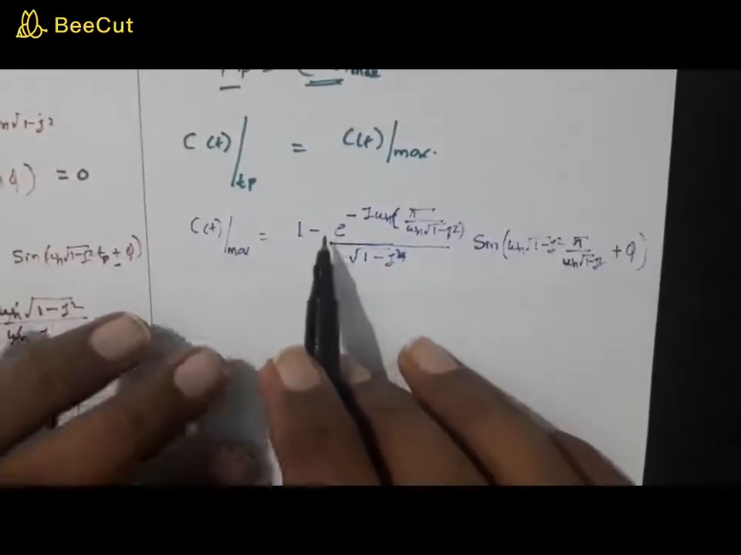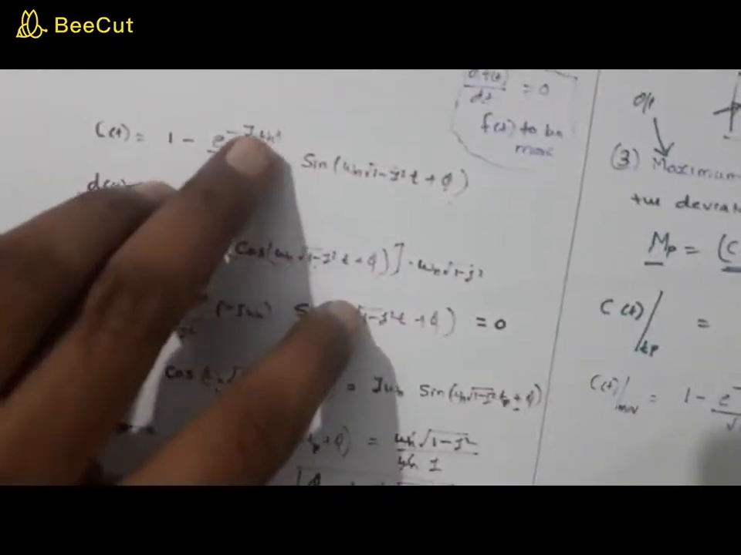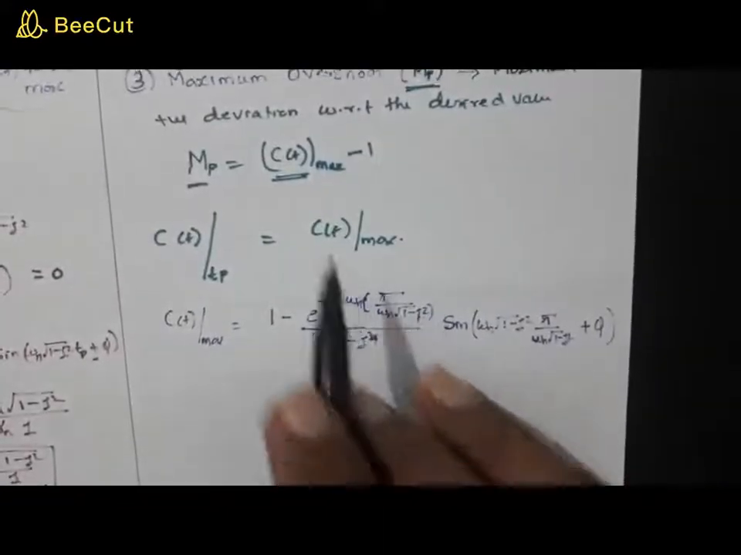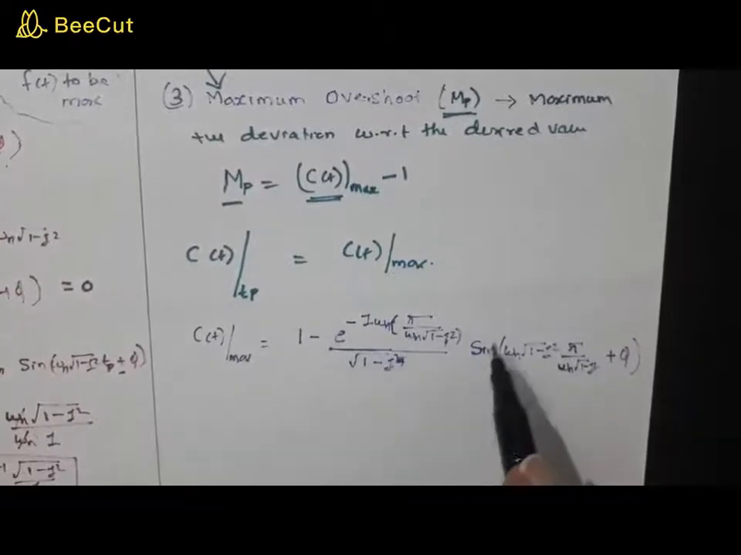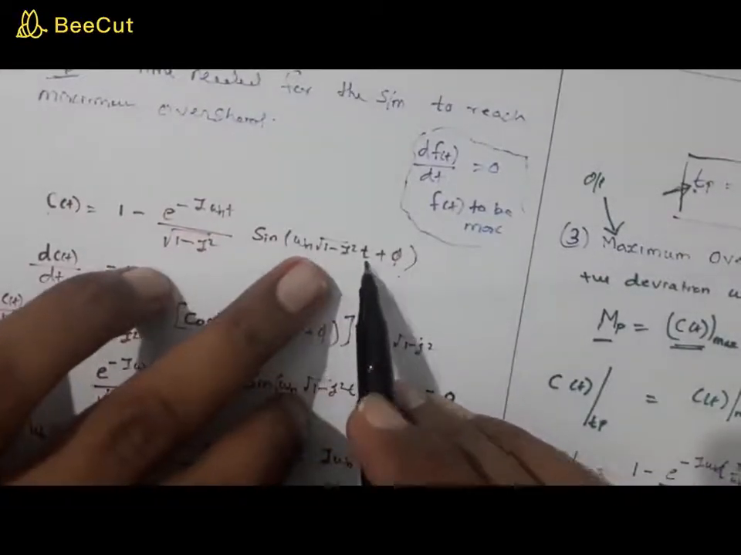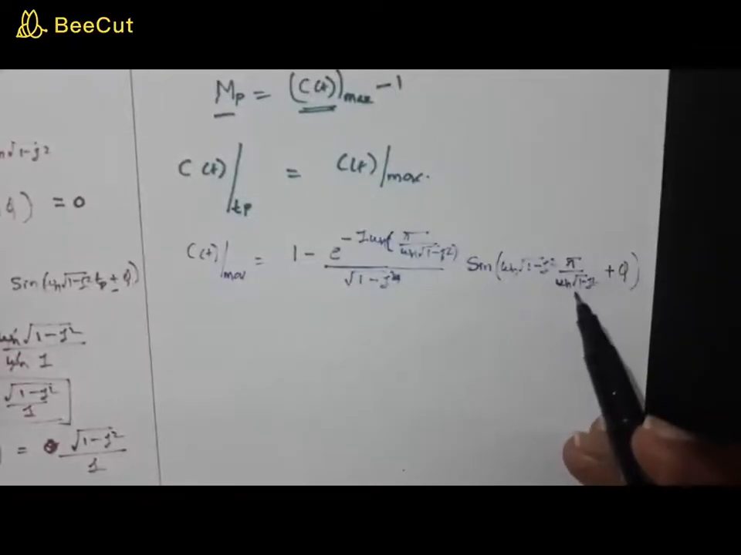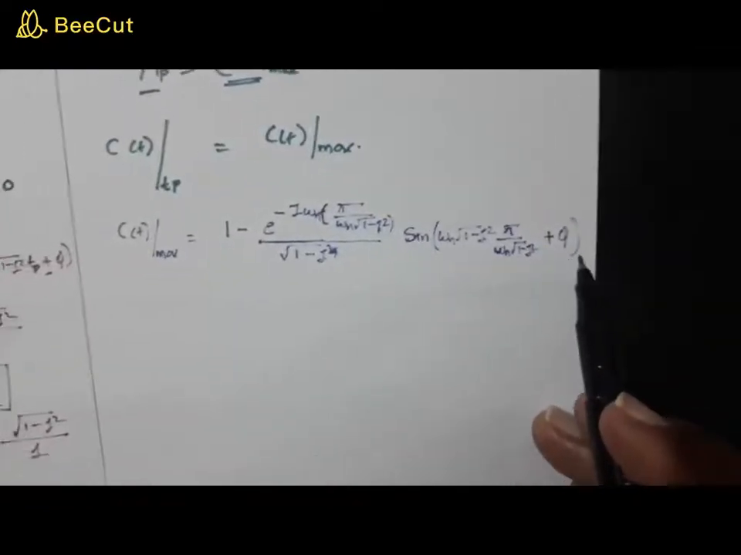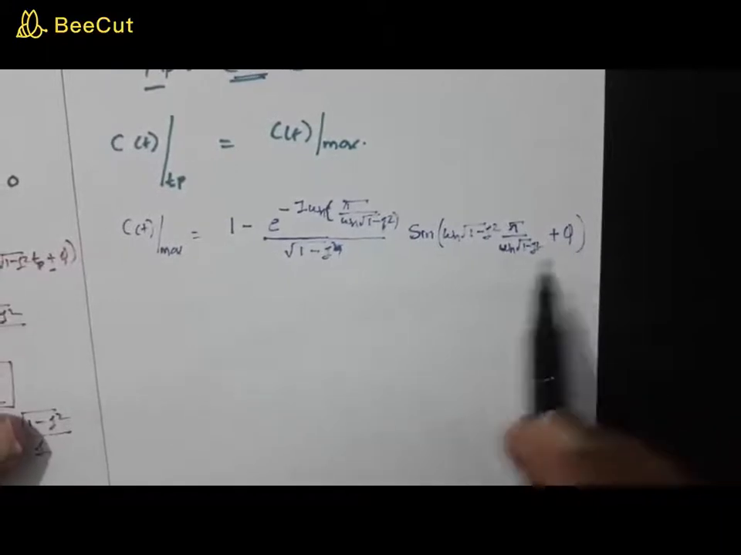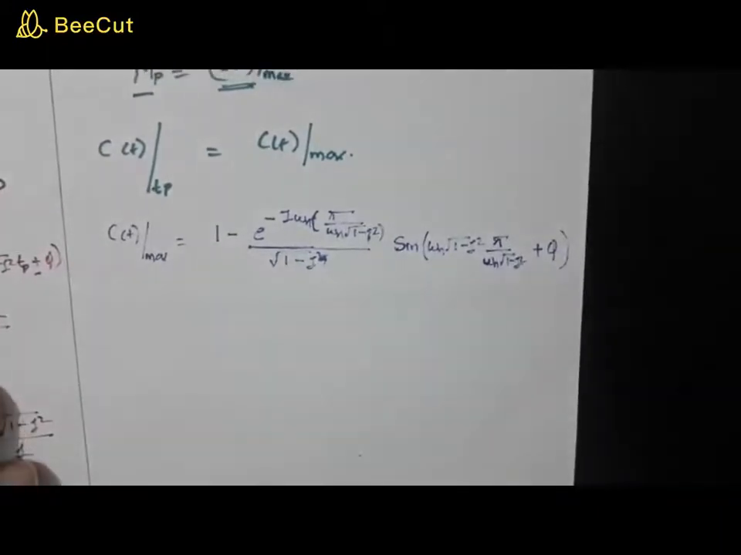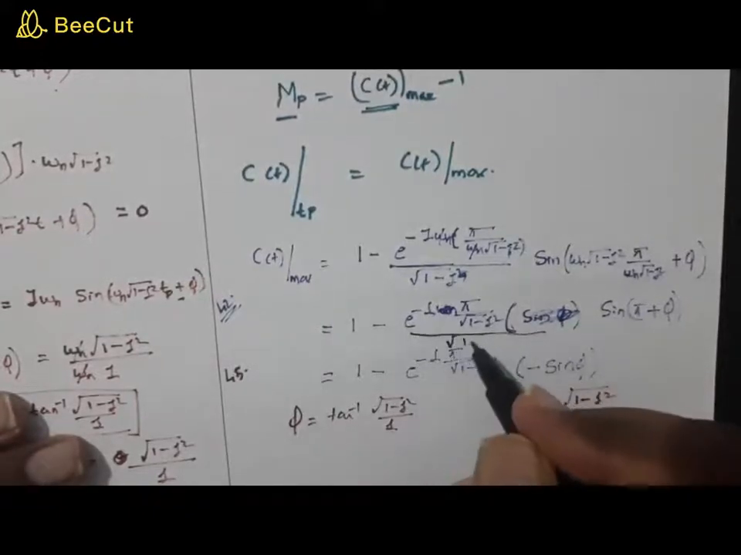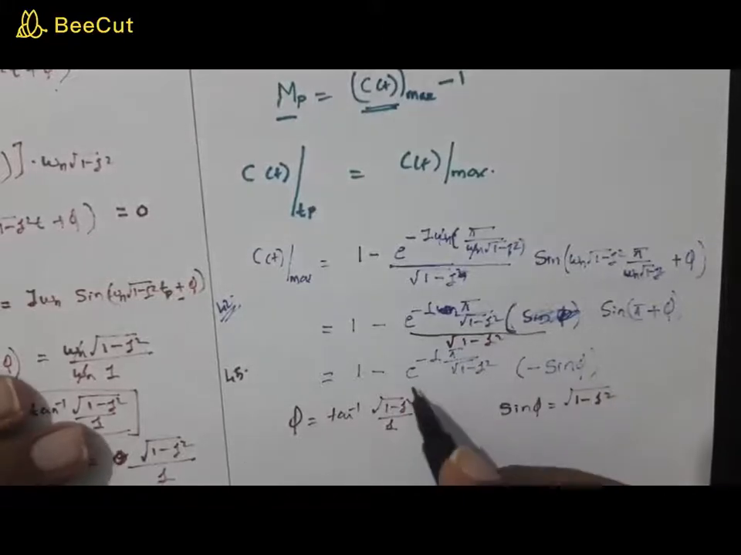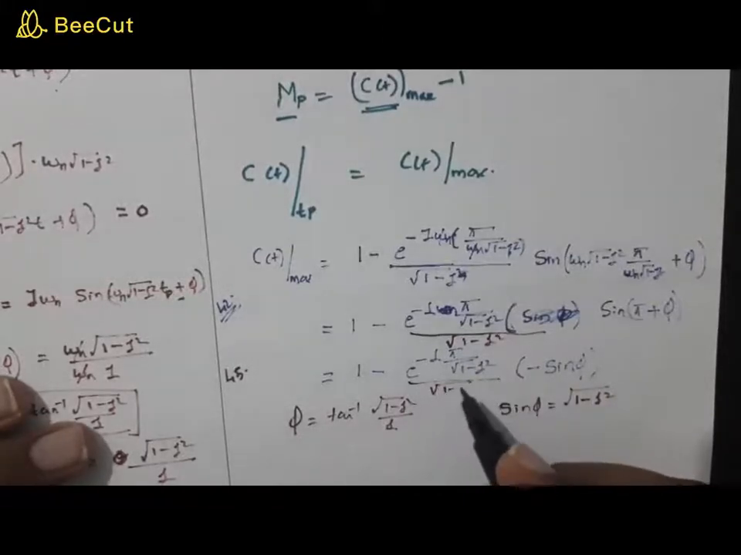Okay, so look at this. C of t max is equal to 1 minus e raised to minus eta omega n. Instead of t, I put TP, pi by omega n into root of 1 minus eta square, by root of 1 minus eta square. Here also you have a t. Instead of this t, I have put pi by omega n into root of 1 minus eta square, plus phi. Okay, so you will be getting this expression by root of 1 minus theta square, right?